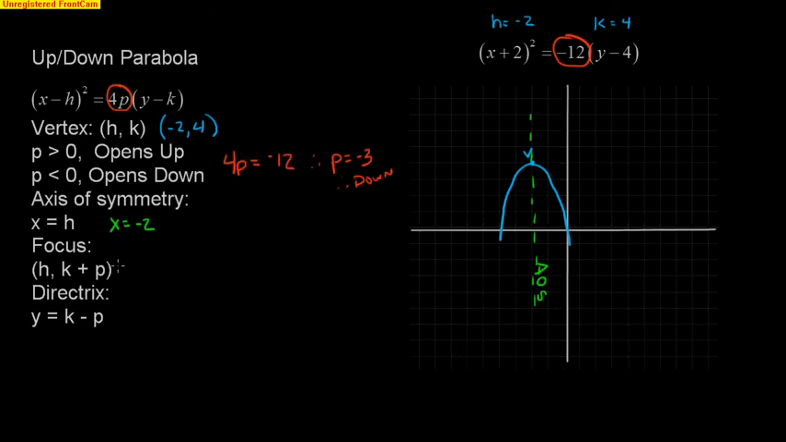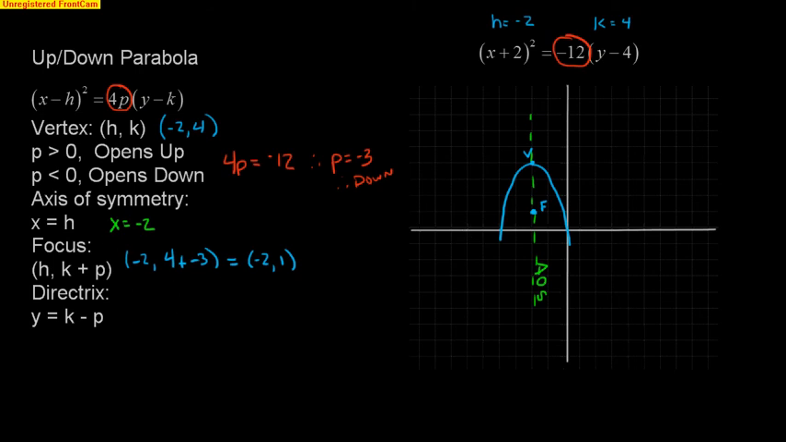Okay, and then, second to last here, my focal point. Alright, h, what was h in our problem? Negative 2, comma k, k was 4, plus p, which was negative 3. That gives us a focal point of negative 2 and 1. So if I graph from the origin, negative 2, 1, I'm going to wind up with my focal point right here. And again, I'm on the inside of that parabola, so I know I did it right. And it's on the axis of symmetry.